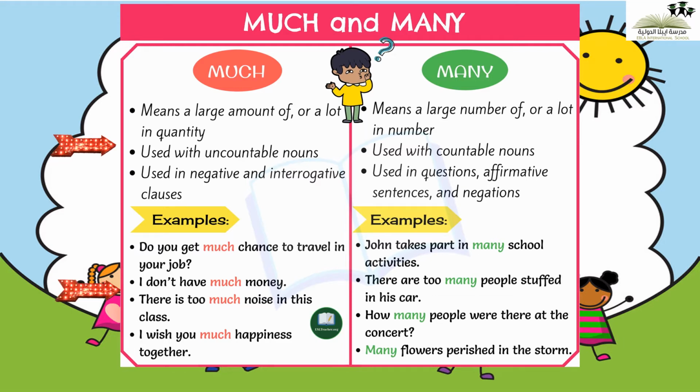Let's have some examples. Do you get much chance to travel in your job? I don't have much money. There's too much noise in this class. I wish you happiness together. Notice that after the word much, such as chance, money, noise, and happiness, they are all uncountable nouns, meaning you cannot count them one by one.